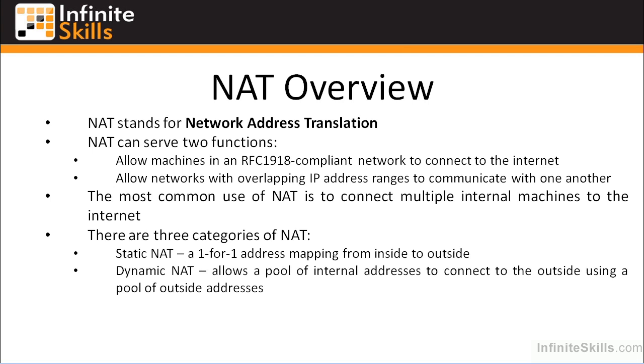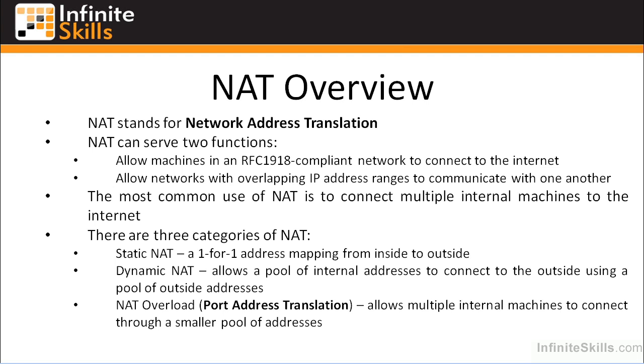Dynamic NAT allows for a pool of internal addresses to connect to the outside using a pool of outside addresses. And essentially, it's kind of like that static one-for-one NAT, except you don't have to manually configure it. So you can tell your NAT router, hey, anything on the 172.16.0.0 network, I want you to translate it outside to the 12.1.0.0 network. And the NAT router will just take care of that using dynamic NAT.